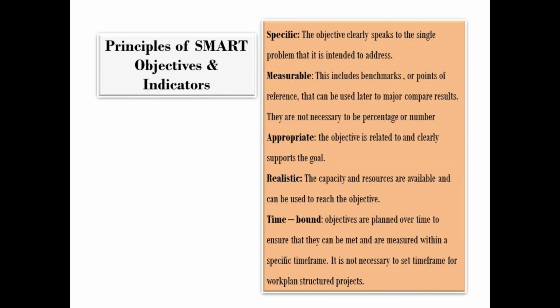Principles of SMART objectives and indicators. Specific. The objective clearly speaks to the single problem that it is intended to address. Measurable. This includes benchmarks, or points of reference, that can be used later to compare results. They are not necessarily percentages or numbers. Appropriate. The objective is related to and clearly supports the goal.